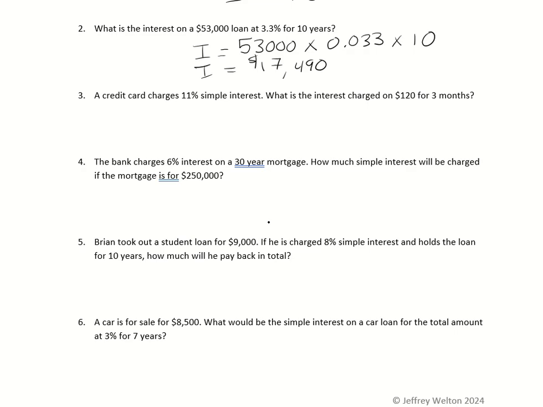A credit card charges 11% simple interest. What is the interest charge on $120 for 3 months? So the first number is how much money you're borrowing, $120. The next is the rate as a decimal, so times 0.11. And then the next is the time in years, but I am not going to use 3 because 3 months is not a full year. So I can either put it as a fraction, 3 out of the 12 months, or I could put it as a decimal. That is 0.25 of a year.